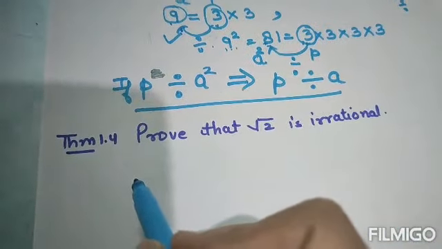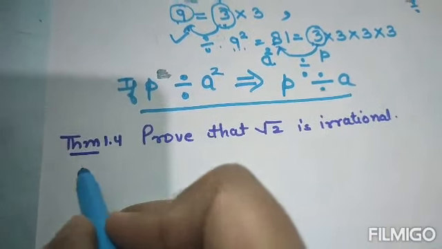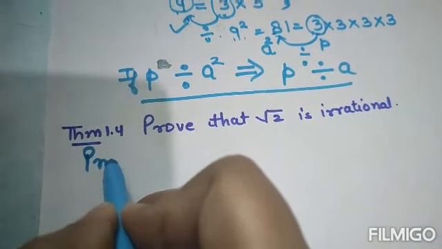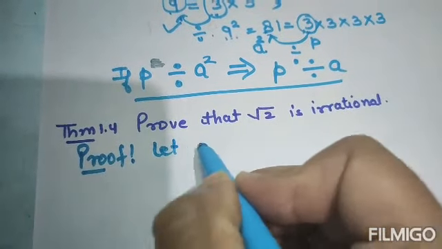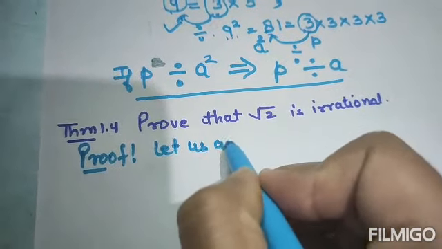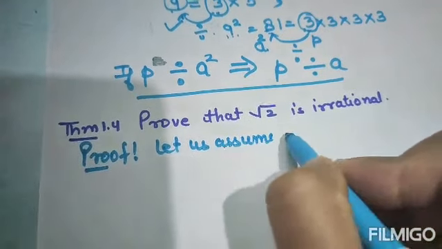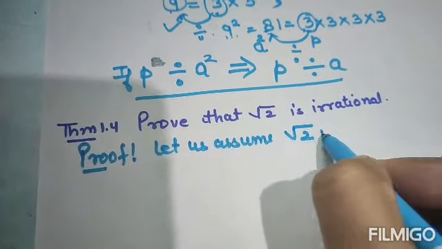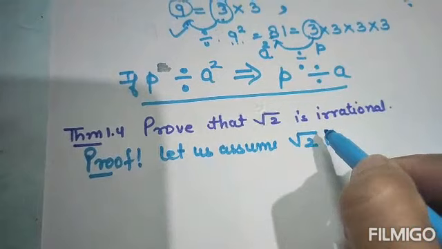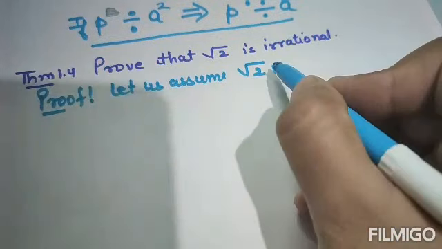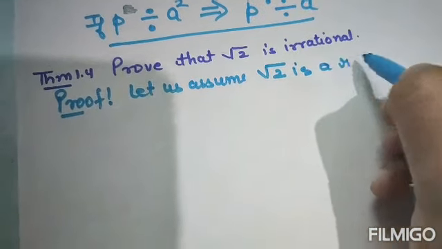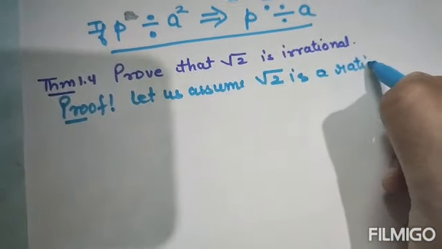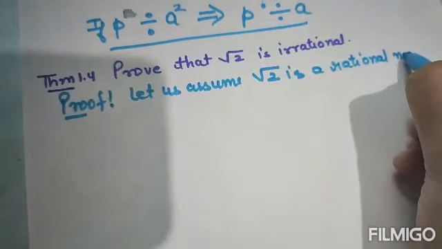So to prove it, let us assume root 2 is a rational number.